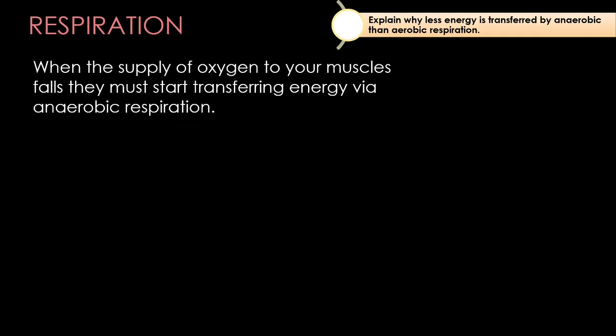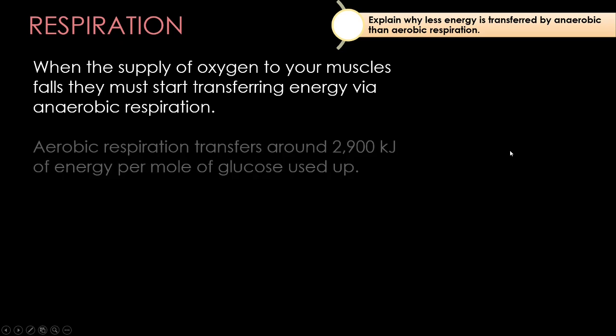When you're out playing football or you're running or you're doing any kind of exercise, you tend to be performing aerobic respiration. You're breathing in oxygen, that oxygen's going to your muscles and it's combining with glucose to produce energy. But after a while, the amount of oxygen being supplied to your muscles might start to fall. Maybe you're running too hard, your heart can't beat fast enough to keep up with the pace of exercise you're trying to do. And at that point, you're going to have to start doing anaerobic respiration. You're going to have to start respiring without oxygen.